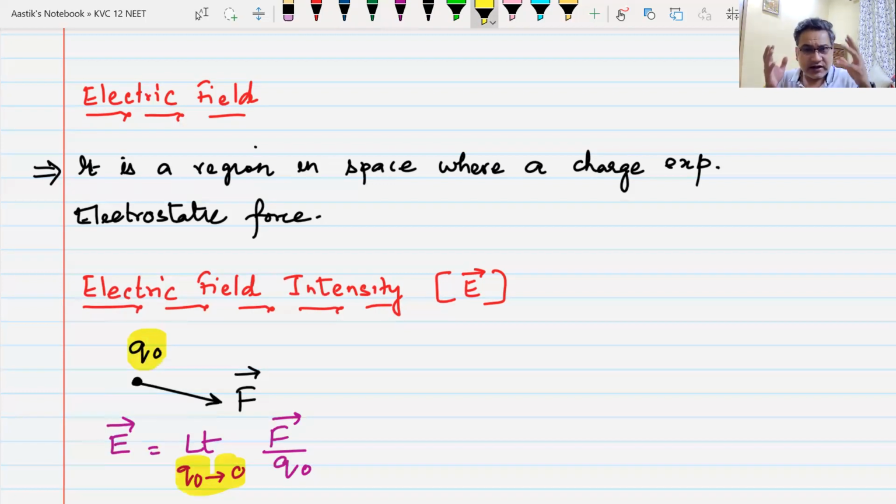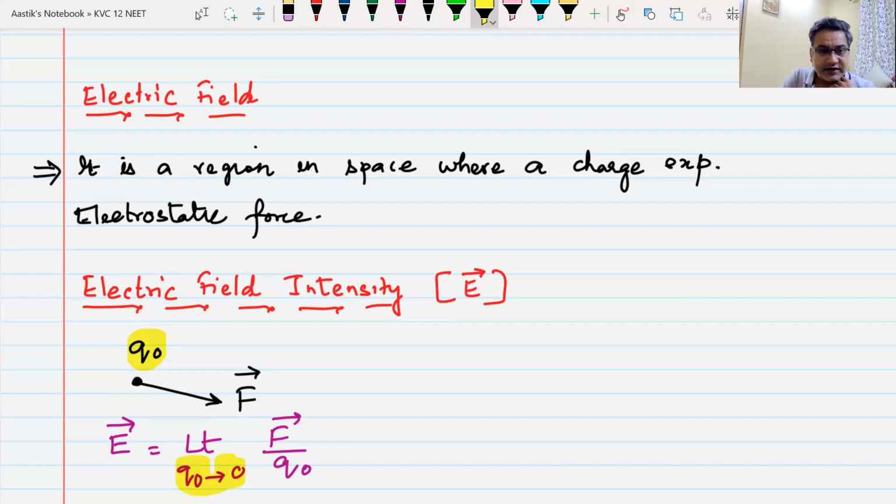Because if this has a large magnitude, it will create its own electric field, and then the original electric field which you want to measure will not remain the same. It will be distorted, and therefore you want this small charge to be as small as possible. Do we understand this? Yes, sir. Electric field intensity at any point in space is the force per unit charge. Do we understand this?